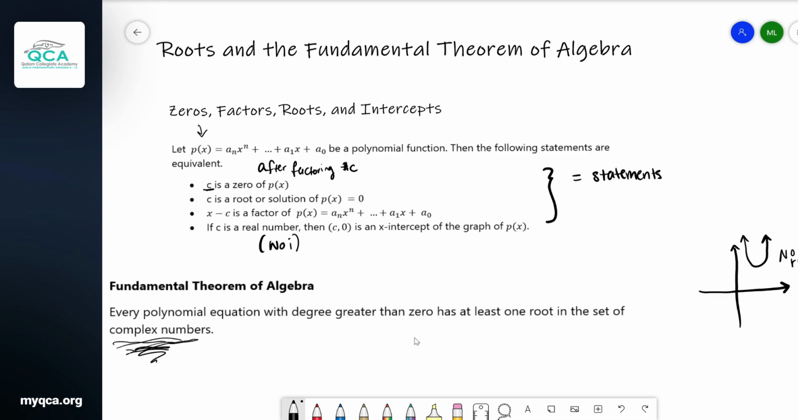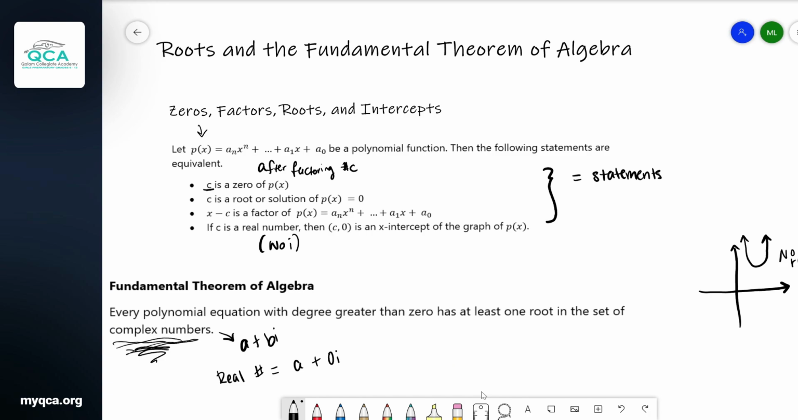Now remember, a real number can take on the form of a complex number. A complex number takes on the form a plus bi. So a real number can be in the form of a complex number, but what does b equal? b would have to be equal to 0. So a real number is in a different form when you have a plus 0i, and that is still in the set of the complex numbers. So that's the fundamental theorem of algebra.